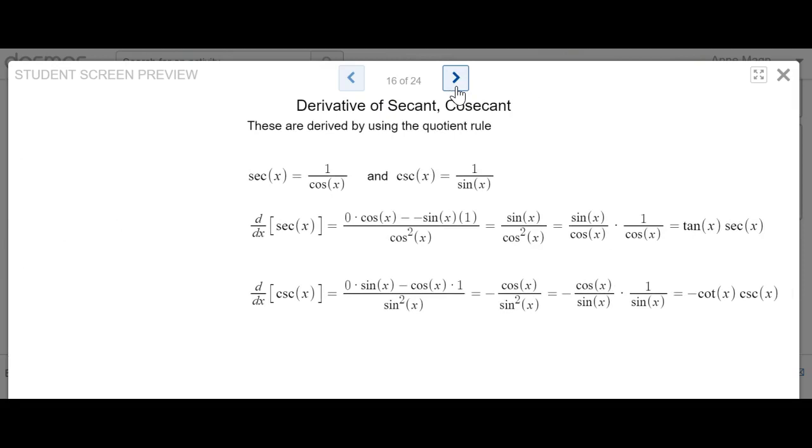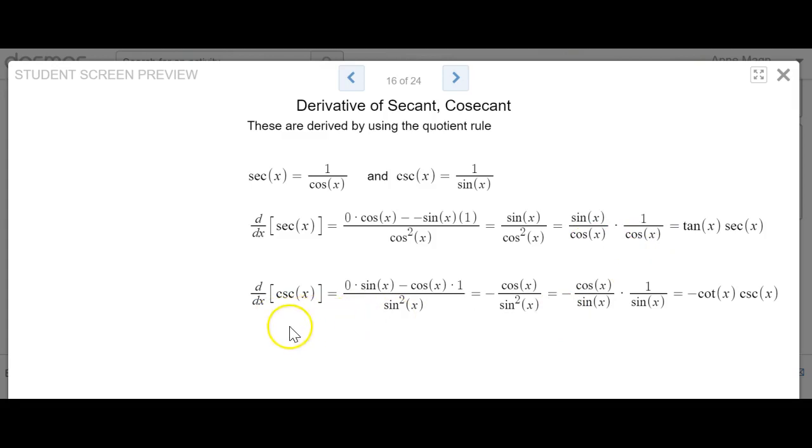And then finally the derivative of secant and cosecant. We remember how those are defined in terms of cosine and sine. And again, use the quotient rule. And since that numerator is a constant, when we take the derivative of the numerator in the first term, it's just going to be 0. So it simplifies a little bit, and we get sine x over cosine squared x. And if you factor out a cosine x factor from the denominator, you get tangent x times secant x.